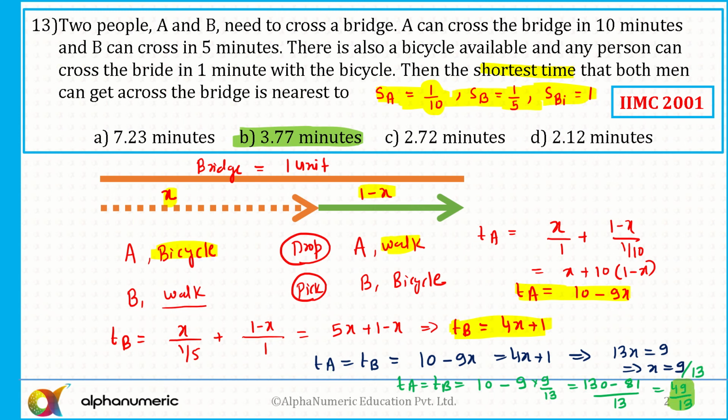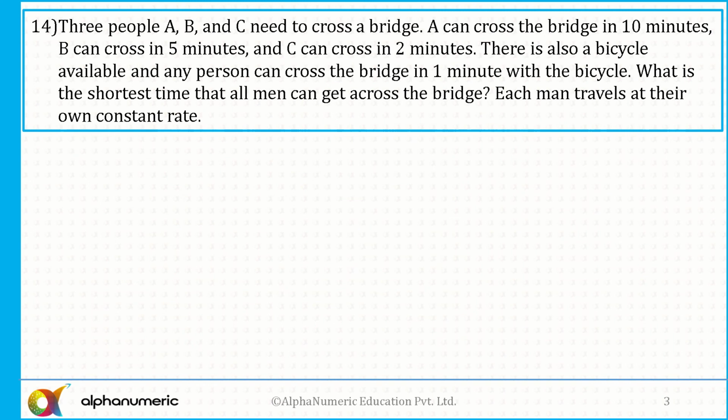Now let's move to question number 14. Similar question, the only difference here is that instead of 2 persons, there are 3 persons. Now if there are 3 persons, how to proceed? That is very, very important here. So 3 people A, B and C need to cross the bridge.